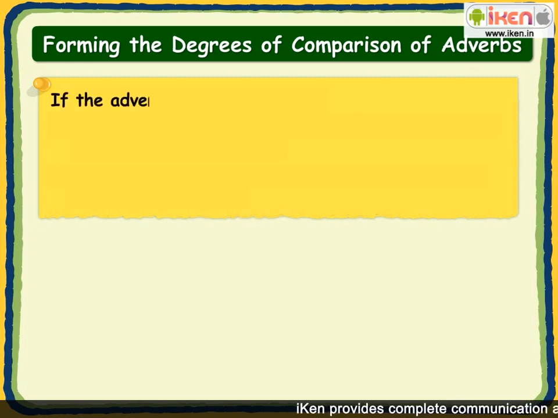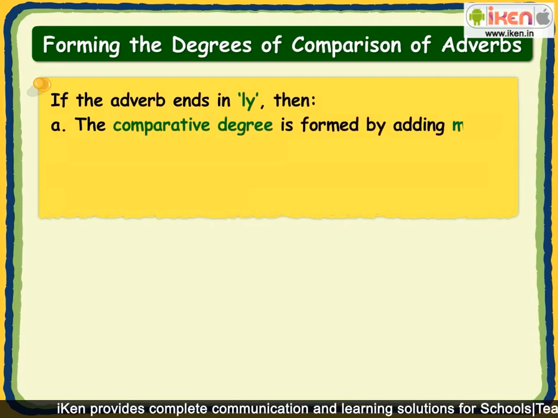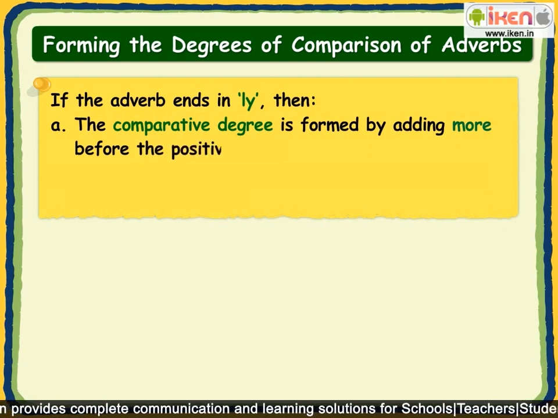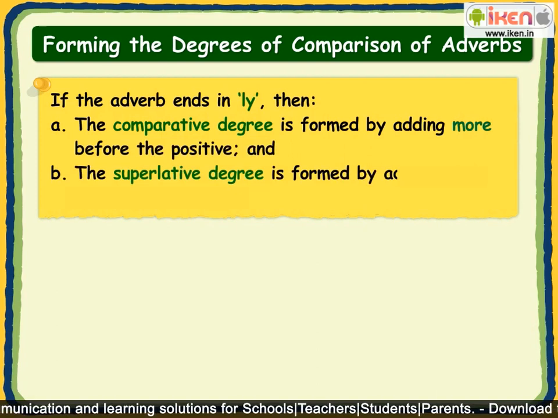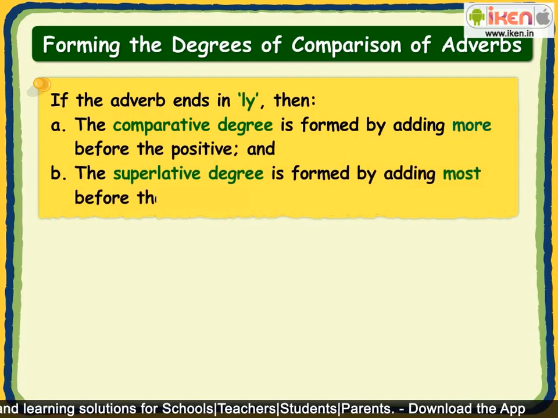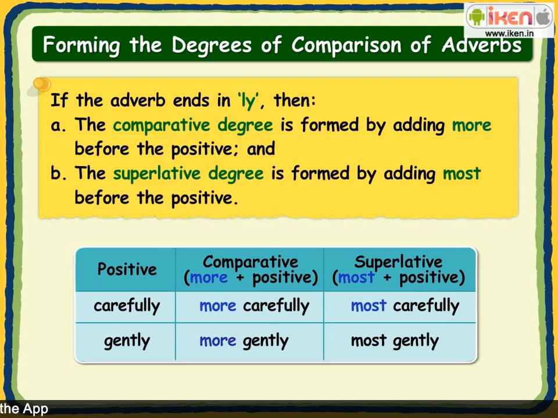If the adverb ends in ly, then the comparative degree is formed by adding more before the positive, and the superlative degree is formed by adding most before the positive. Let us look at a few examples of adverbs ending in ly. Carefully, more carefully, most carefully. Gently, more gently, most gently.